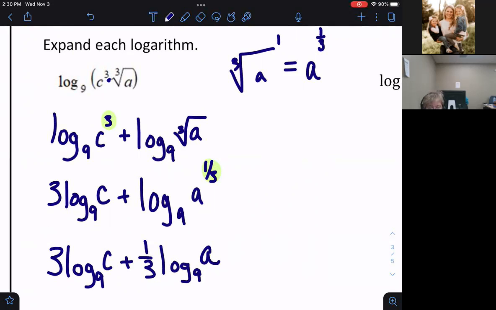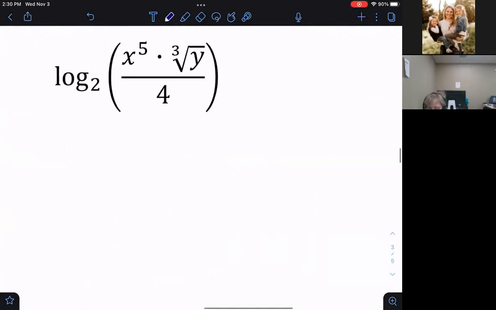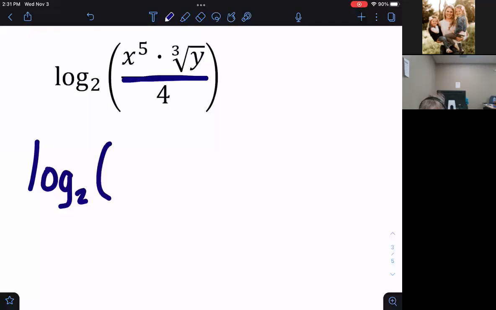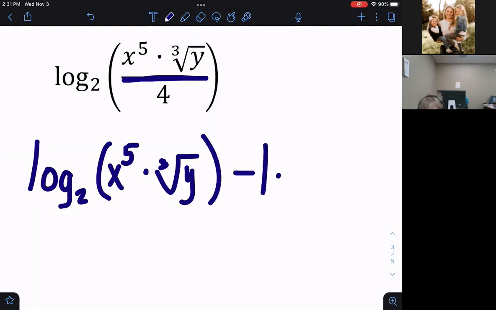All right, the hardest one. So here we've got all sorts of properties being put together. So we're going to start off with the fraction here. The fraction tells us that we need to use the quotient property to separate the numerator from the denominator. So I'm going to separate this into log base 2 of x to the 5th times the cube root of y minus log base 2 of 4.